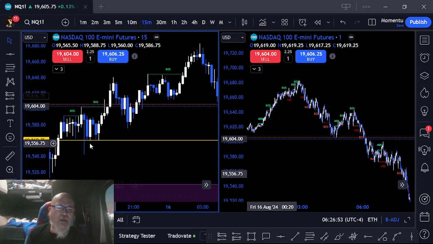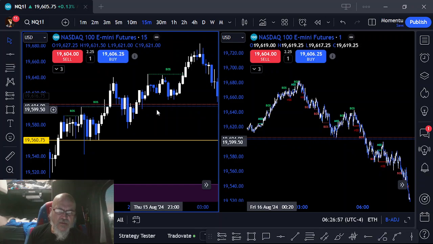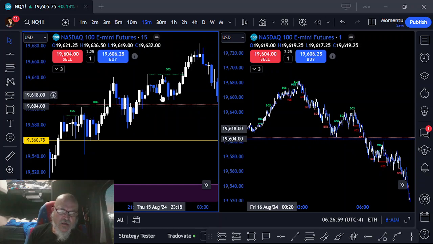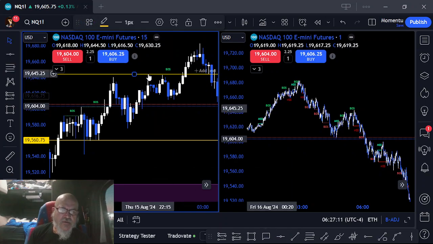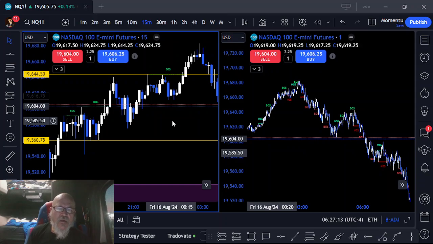Okay. Then I come in and look for midnight. I do the same thing, which is here. So the high between 6 p.m. and midnight was this candle right here. So I'm going to place a line right there. Okay. That's my first session.